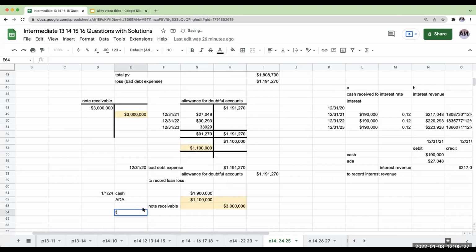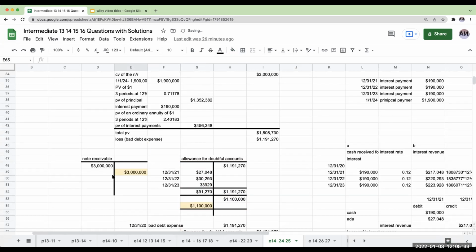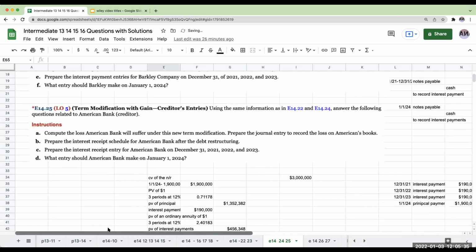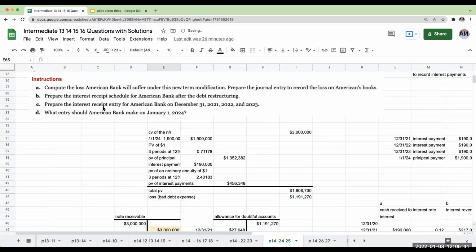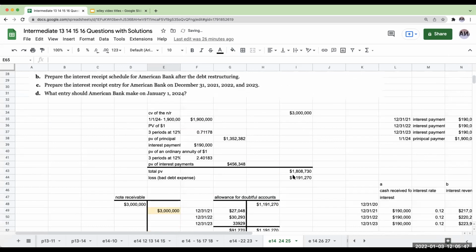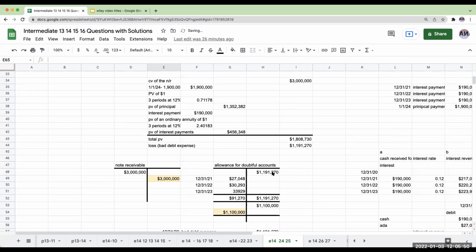Let's go ahead and record receipt of the loan. Okay, was there anything else I forgot? Let's take a look. What entry should they make on January 1st, 2024? That's it right here. Prepare the interest receipt entry for American Bank. So we've done those, the interest receipt schedule, and there you go. This one is probably going to be a little easier using the Ingrid rule of doing T accounts.